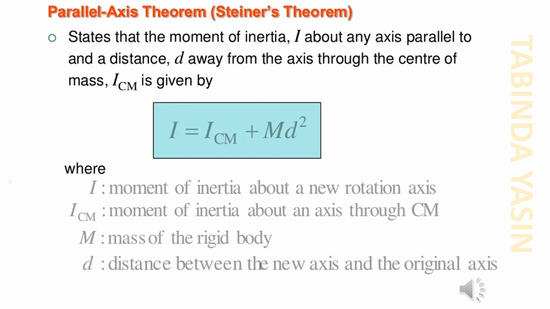Now, the parallel axis theorem, also called Steiner's theorem, states that the moment of inertia I about any axis parallel to, and a distance d away from, the axis through the center of mass is given by I equal to ICM plus M d square, where I is the moment of inertia about the new rotational axis, ICM is the moment of inertia about an axis through the center of mass, capital M is the mass of the whole rigid body, and small d is the distance between the new axis and the original axis.